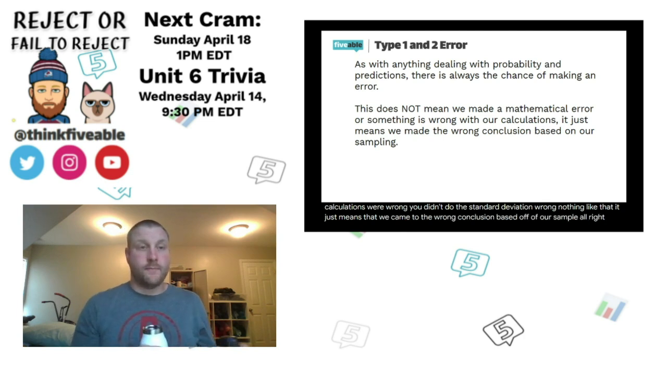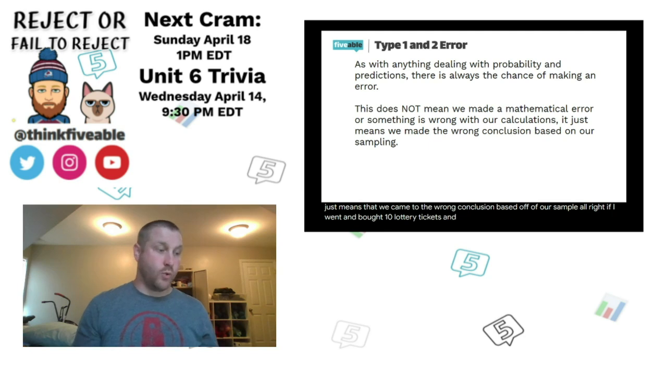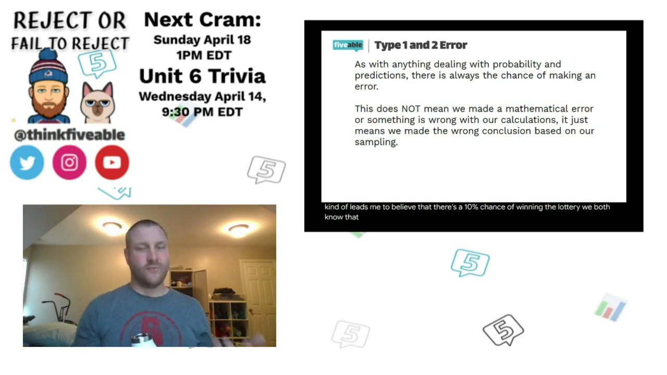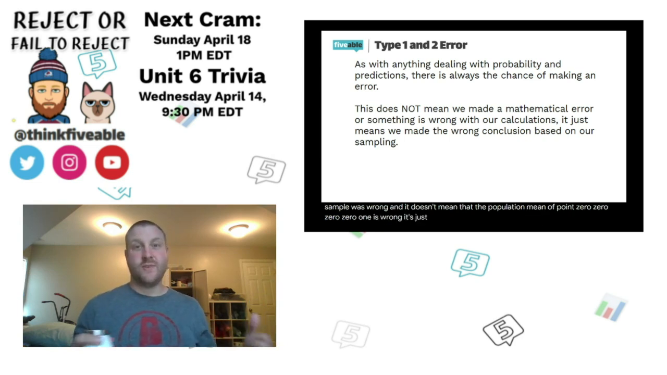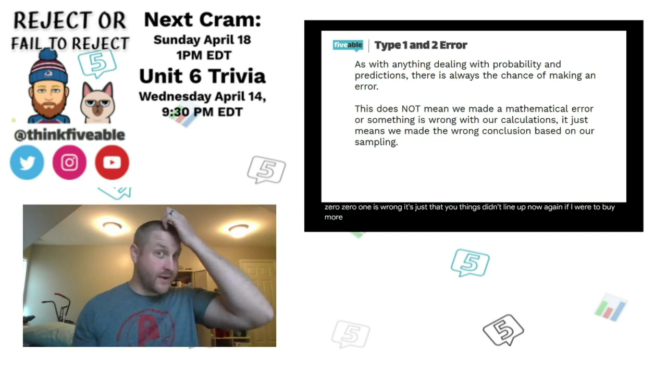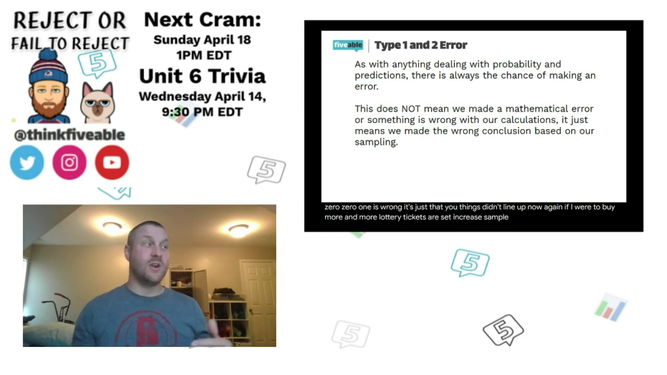It just means that we came to the wrong conclusion based off of our sample. All right, if I went and bought 10 lottery tickets and I won on one of them, well, my sample kind of leads me to believe that there's a 10% chance of winning the lottery. We both know that is false, okay? So since that is false, that would be an error. Doesn't mean my sample was wrong, and it doesn't mean that the population mean of 0.00001 is wrong. It's just the two things didn't line up. Now, again, if I were to buy more and more lottery tickets, our increased sample size would, of course, bring us back within reason of how often we would win. The law of large numbers would come into play there.